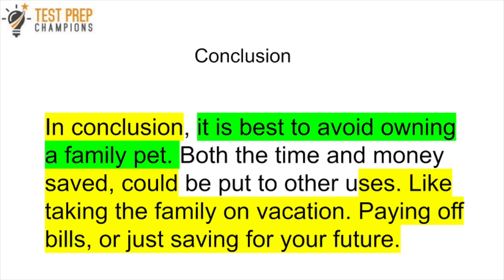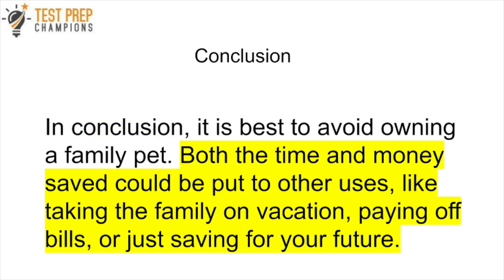And so I highlighted saved, comma, could, because you don't need that comma there between the 2 words, so I'd want to get rid of that comma. And then also note here that when you have, like taking the family on vacation, period, paying off bills, or just saving for your future here, I don't want you to get penalized for incomplete sentences or sentence fragments, so I want to make this into, we could do this in 2 different ways. We could modify this. We could either make one big sentence out of this, so let me show you how you could do that. So you could say here, but the time and money saved could be put to other uses like taking the family on vacation, paying off bills, or just saving for your future.